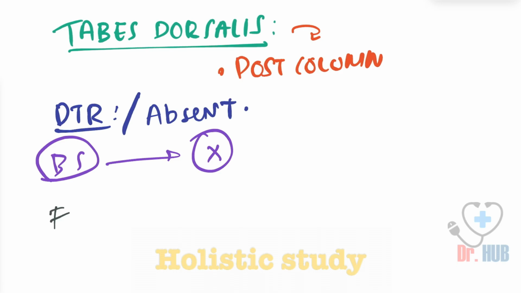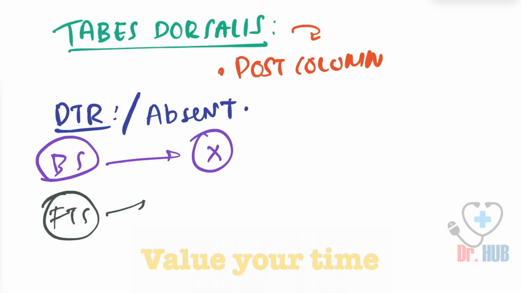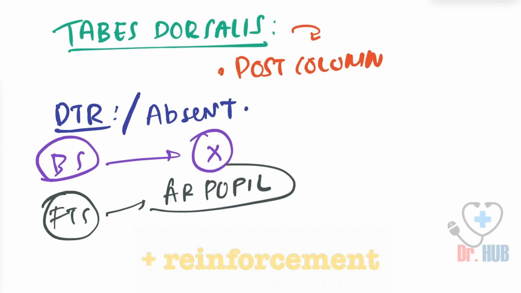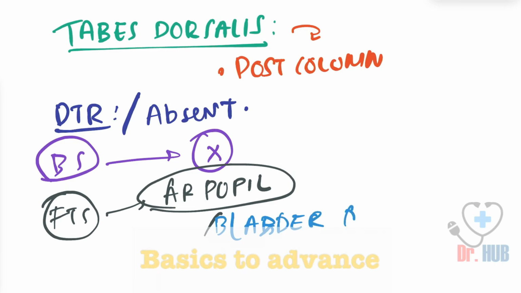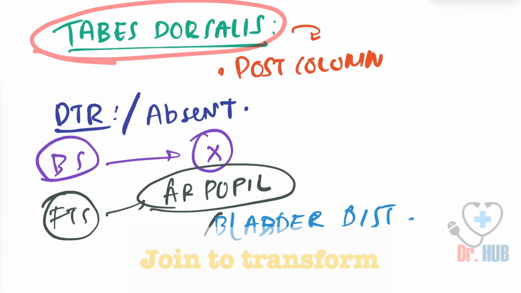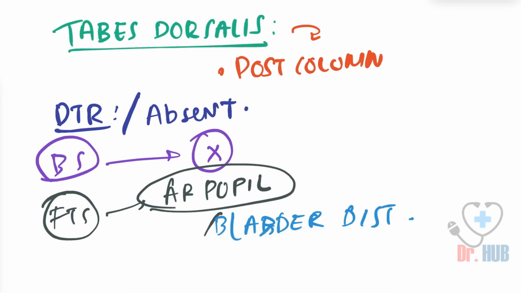Now, what are the features of this tabes dorsalis? The tabes dorsalis has the AR pupil. So what is meant by AR pupil? It is the Argyll-Robertson pupil, and then there is also the bladder disturbance, which is present.